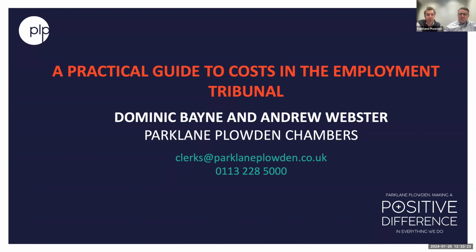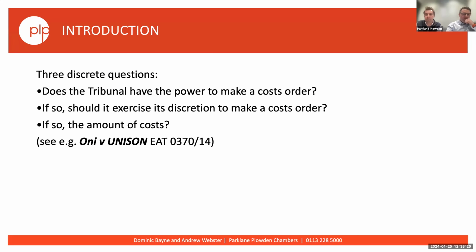So I'm going to start by giving a brief introduction to the subject, and then we're going to take it in turns to deal with the three separate questions that the tribunal has to consider on any costs application. So Andrew is going to talk about the gateway criteria, one of which must be satisfied before the tribunal can make an order at all. Then I'm going to talk about the exercise of the tribunal's discretion when it comes to deciding whether to make an order. And then finally, Andrew is going to talk about the amount of costs.